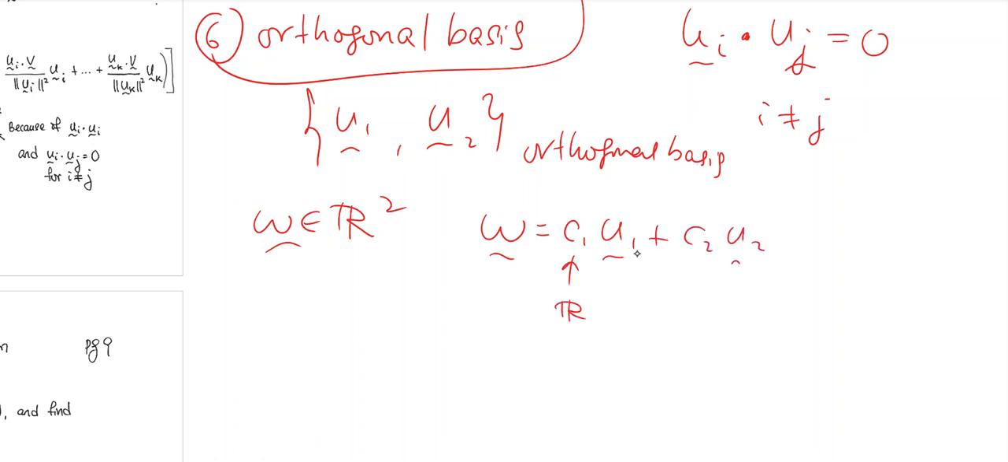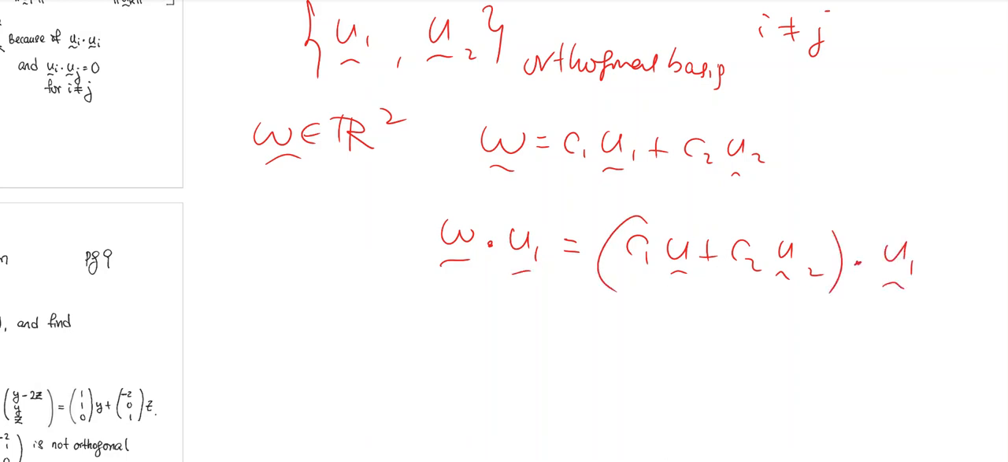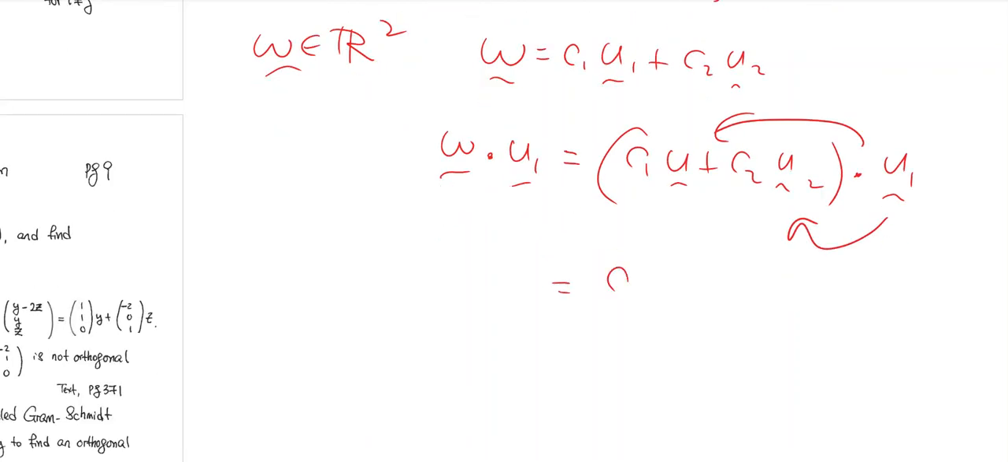And last time, in order to find this c1 and c2, you have to solve a system of linear equations. But if your u1 and u2 are orthogonal to each other, this c1 and c2 is very easy to identify. So you take the dot product with u1 on the left-hand side, and you do the same thing here. You take the dot product with u1 right here. By the distributive property of dot products, you will have c1 u1 dot u1, plus c2 u2 dot u1.